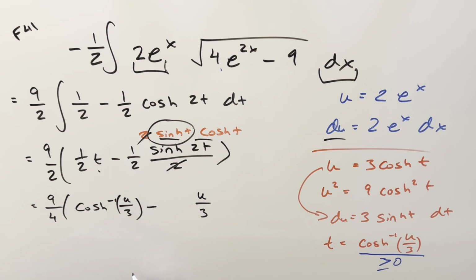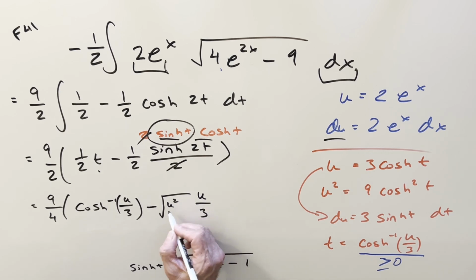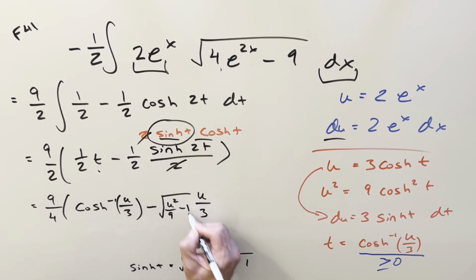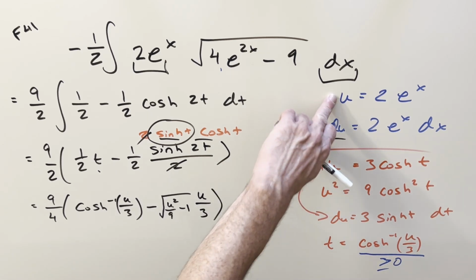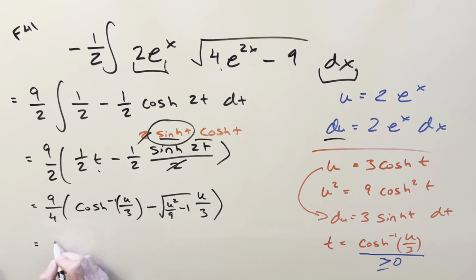Well, for sinh of t, I deleted the identity we had before, but for sinh of t, we had the square root of cosh squared t minus 1. This is when we removed the absolute value. So we had this thing, but we know cosh t is u over 3. Plugging u over 3 in here, it's going to be u squared over 9 minus 1. And now we just need to get everything back to x. We have our definition for u, so we can just plug into that.